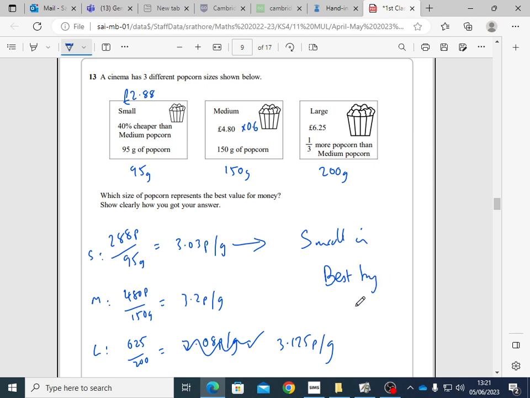Okay, yes sir. How did you get 0.6 on the medium popcorn? Oh, this one. Well, because it was 40% cheaper than the medium, so that's going to be 100% take away 40%, which is 60%. Now the 60% is the same as 0.6. So that price there is going to be 0.6 of that price because it's 40% cheaper. Okay. Any more questions? Keep them coming.